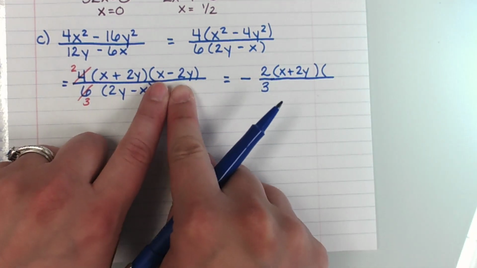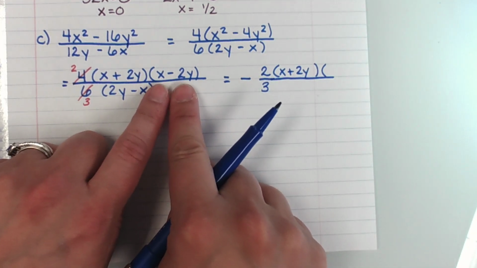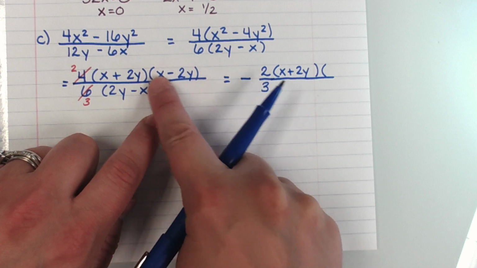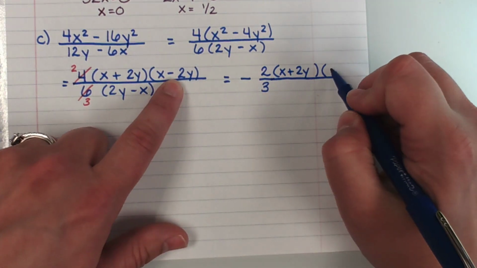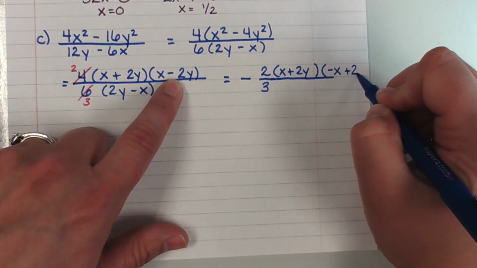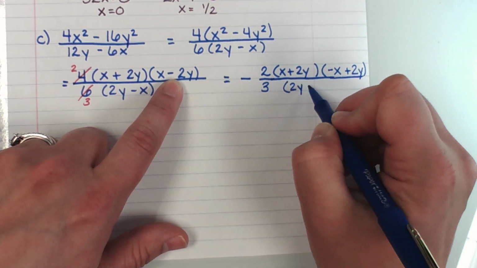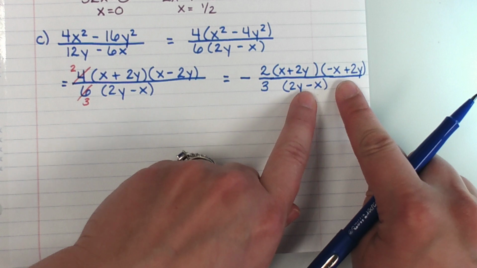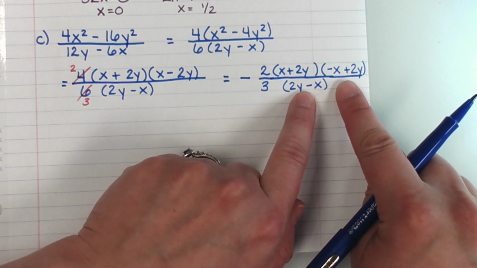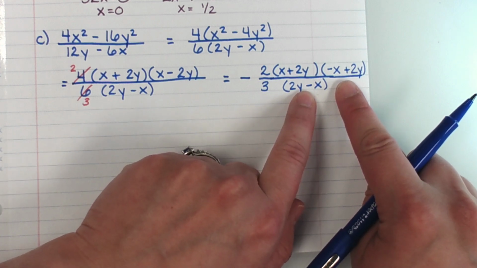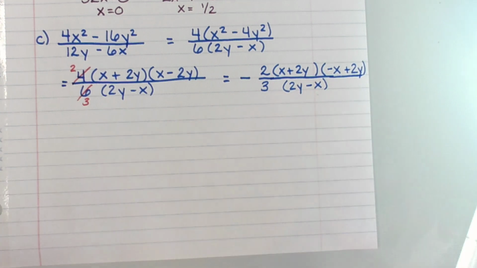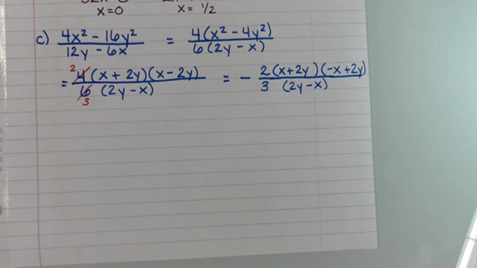I factored a negative out of this one. That's where I'm going to go with. And if I pull a negative out of this one, I'm left with a negative x and a plus 2y. Are these the exact same thing now? Yes. Now these are the exact same thing. They're written a little different. They're written more like a negative 1 plus 2 and a 2 minus 1. But those are equivalent.